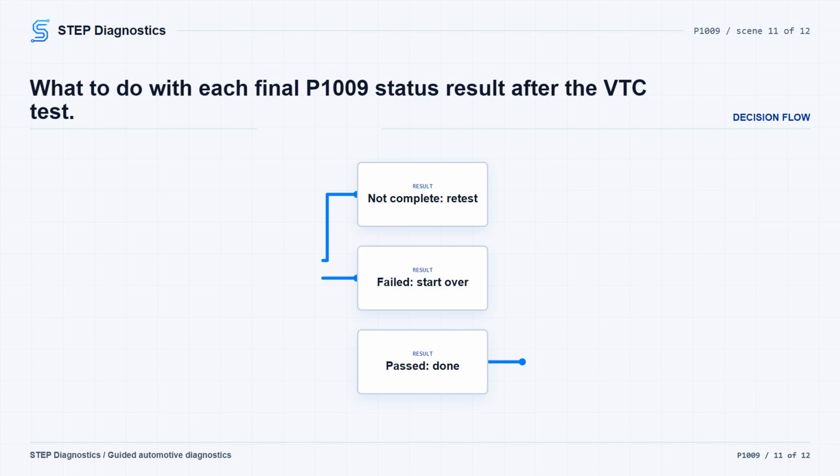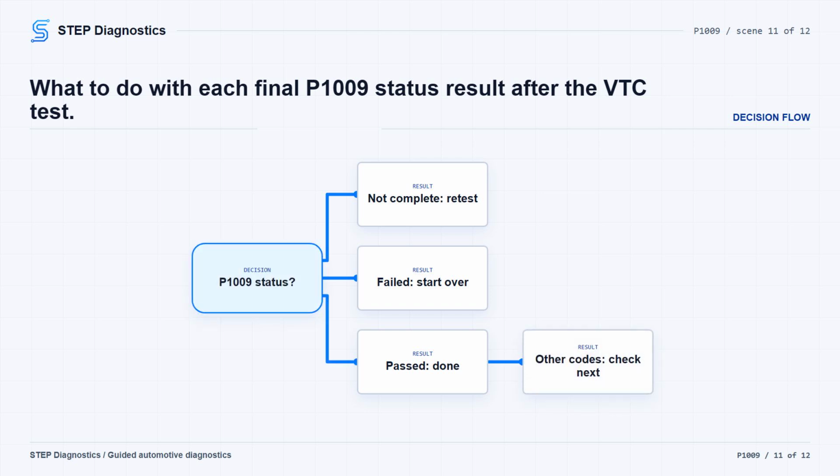If any other pending or confirmed codes are present, check what they mean next. If the status shows failed, go back to the beginning and recheck the diagnostic path. If the status shows not completed, retest and check the OBD status again.